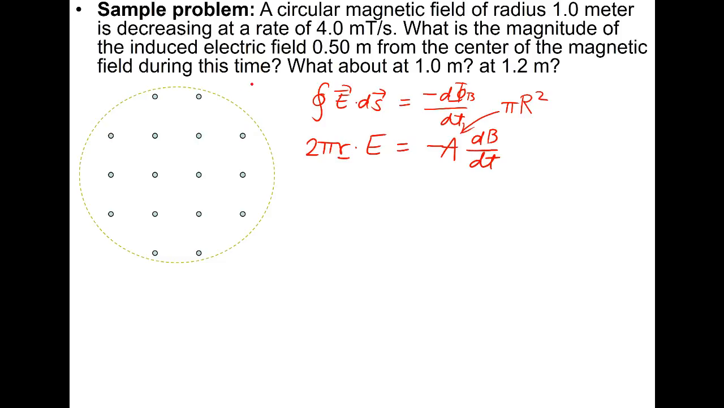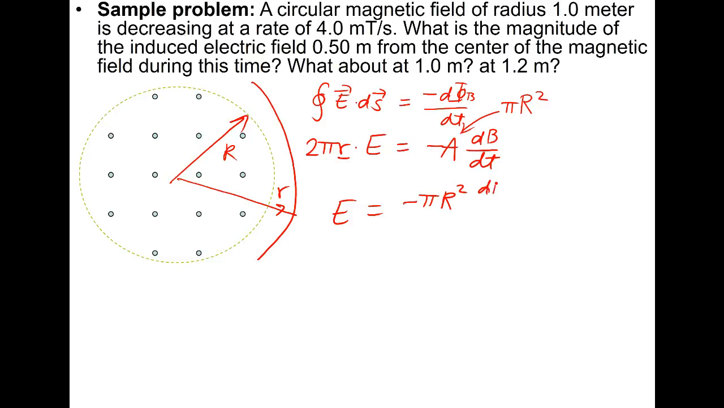Because, for example, if we have a loop that's going around everything, we have an r that's much greater, but the flux is only changing within an area of big R. So in other words, little r and big R could be different. But in any case, E is equal to negative pi big R squared dB/dt over 2 pi little r. So those cancel, and we have essentially negative R squared dB/dt over 2r.